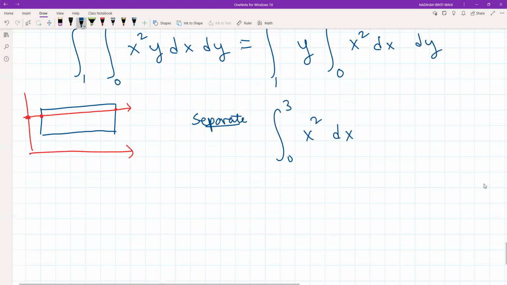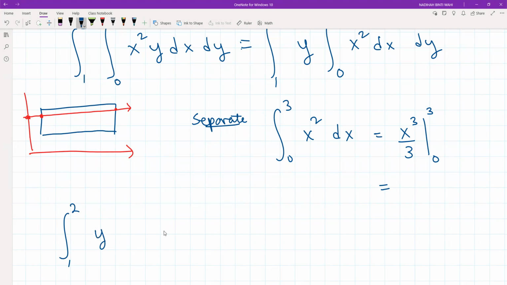So this is like finding the base area first. Alright, so this is just x cubed over 3 from 0 to 3. So what do we get for this? What is the answer? Nine. Okay, so the answer is 9.